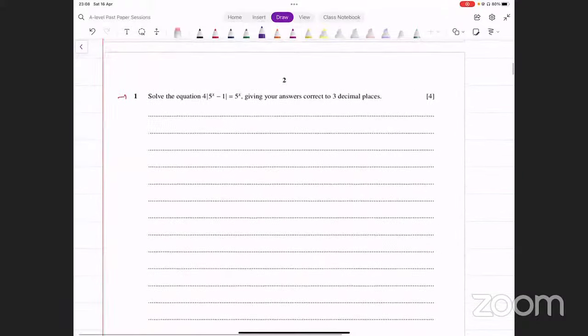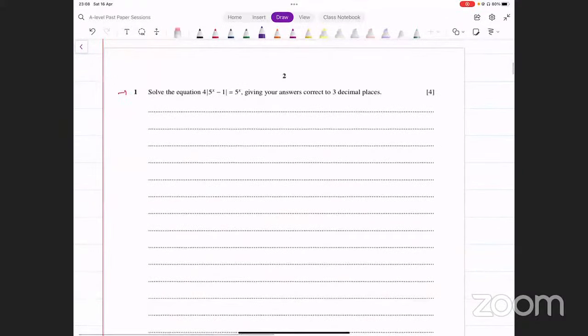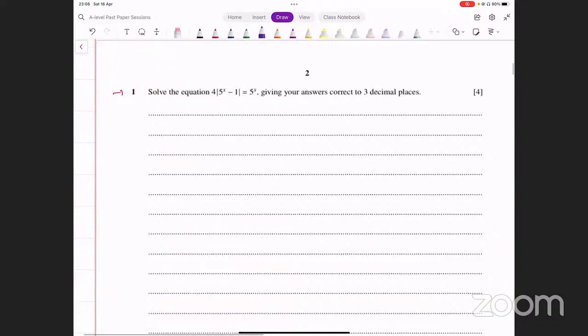Question number 1. So we have to solve this equation 4 into modulus of 5 raised to power x minus 1 equals 5 raised to power x. This is a modulus equation, but it also involves x in the power. So इसमें log भी लग रहा होगा. Now, what's the process that we have for solving equations that involve the modulus sign? हम क्या करते थे? We put plus minus on any one of the two sides.